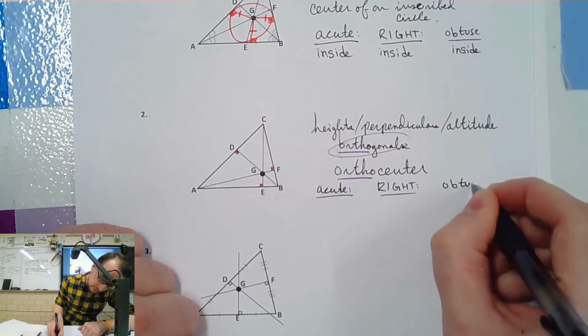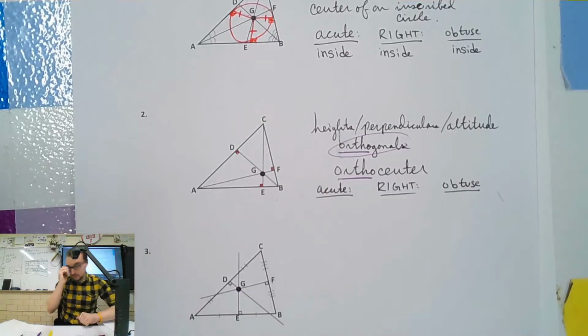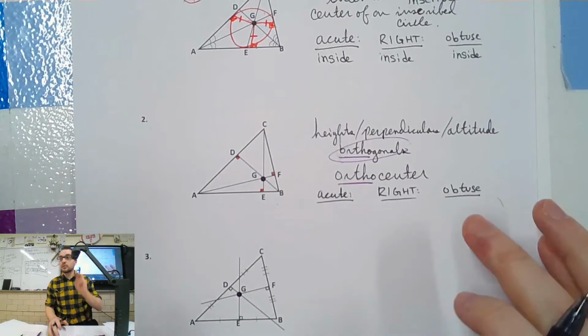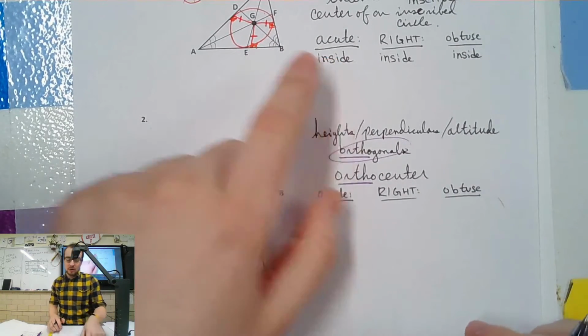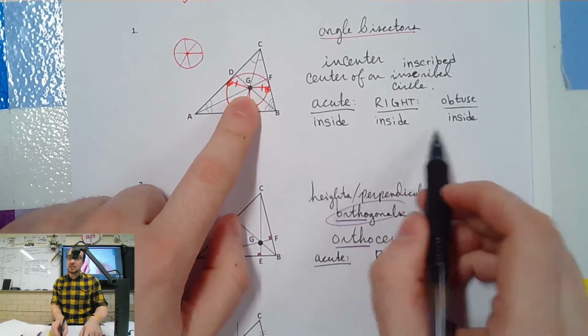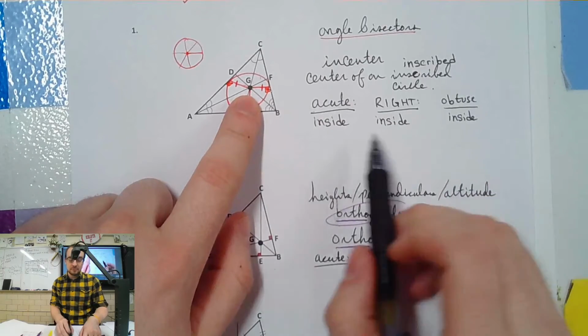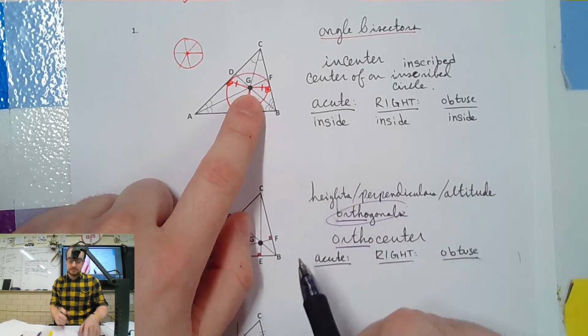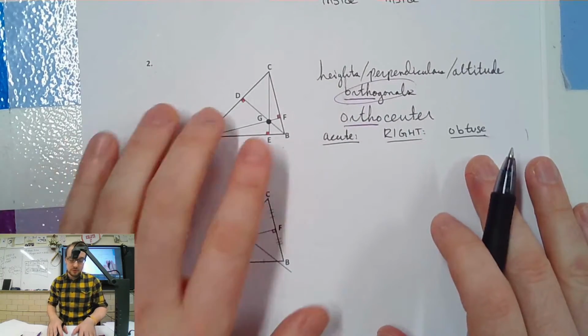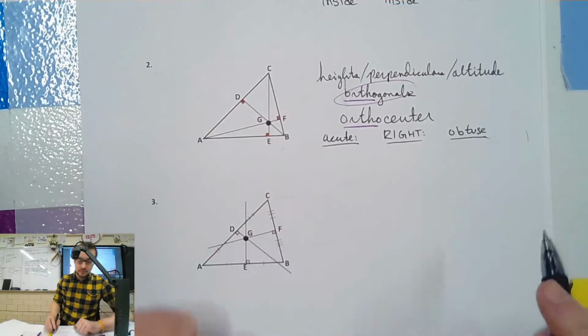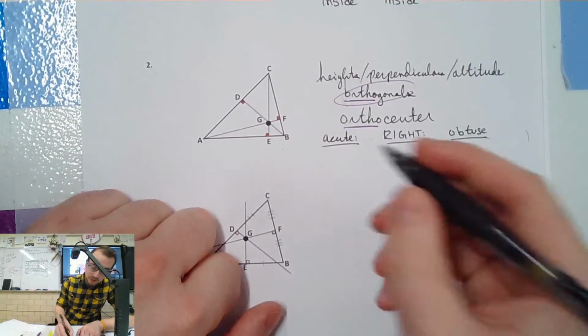Obtuse. You have to write all of those? There's three different kinds of triangle. The question is, where does this end up? For this one, it's always on the inside. That's all we have to do right now. There's not a whole bunch. This is an acute triangle. It's all on the inside. Looks like it's on the inside, right?